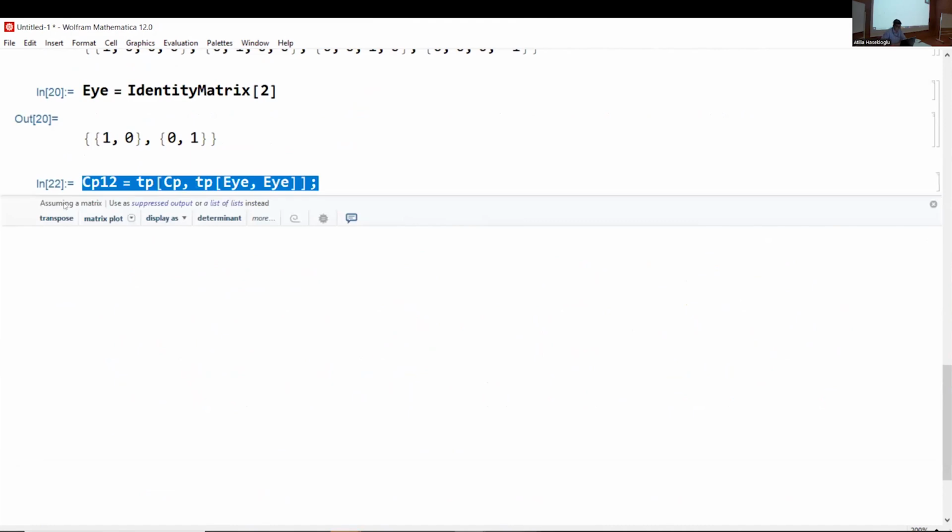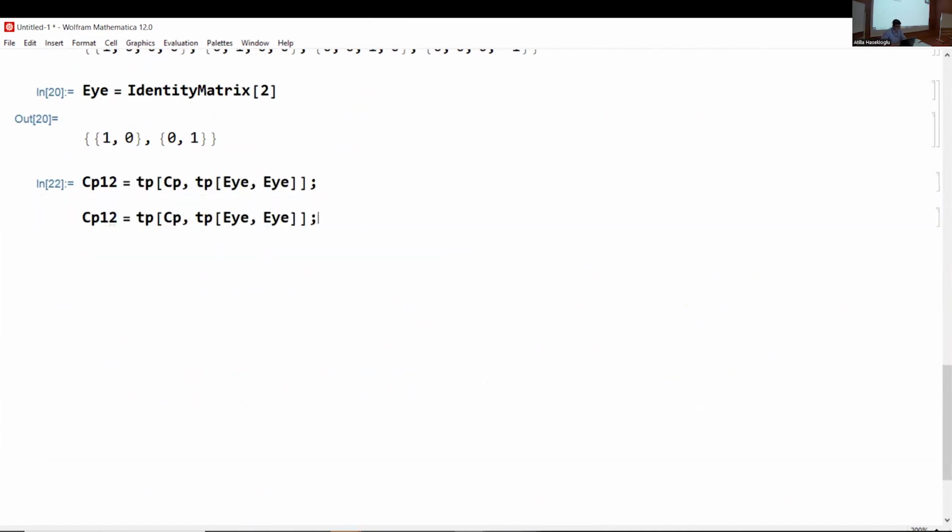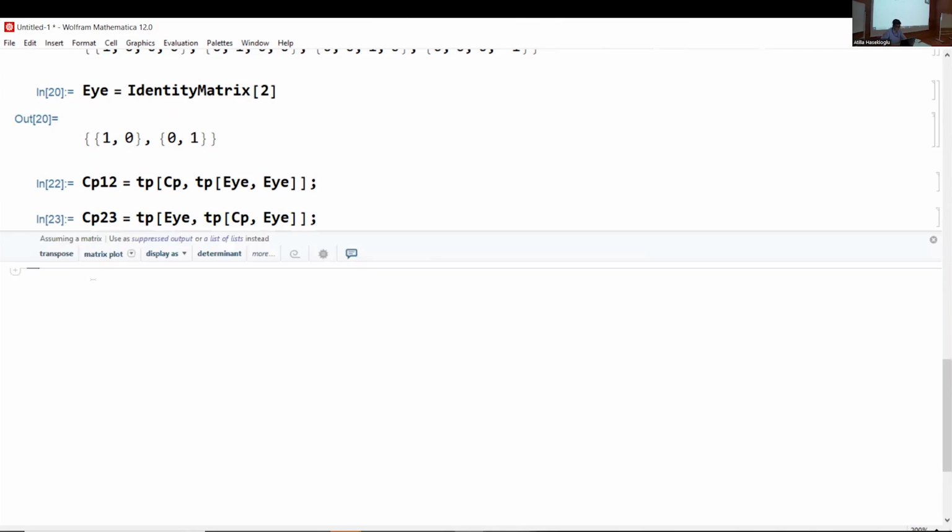Let's write a control phase between 2 and 3. I, CP, I. And let's write between 3 and 4 as well. I, I, CP.